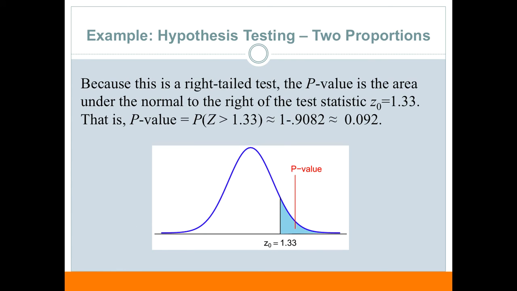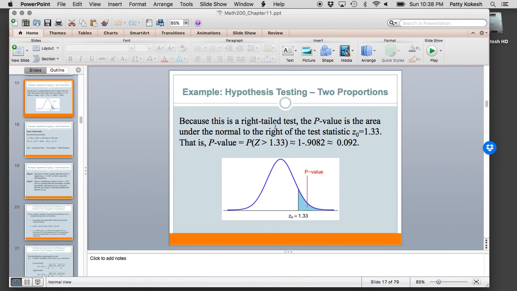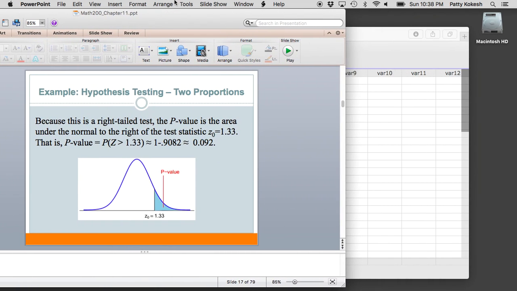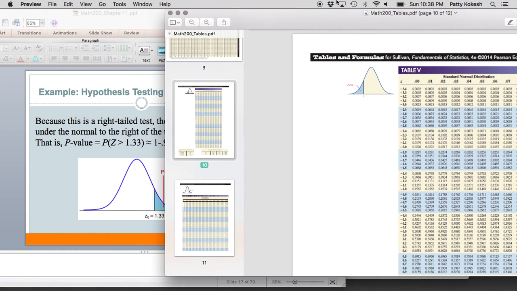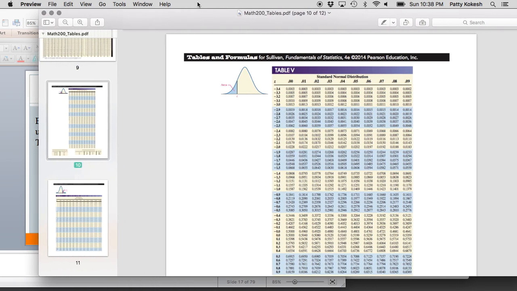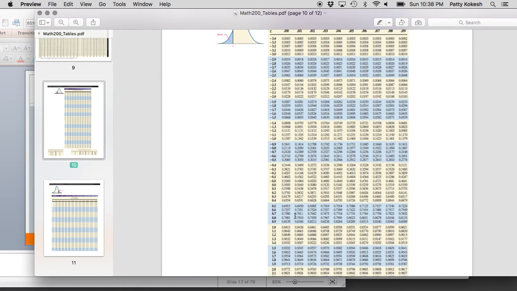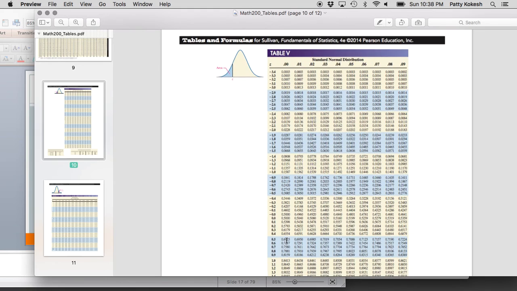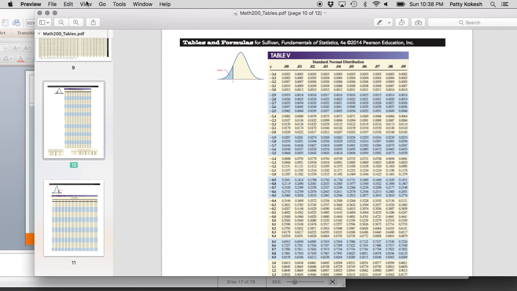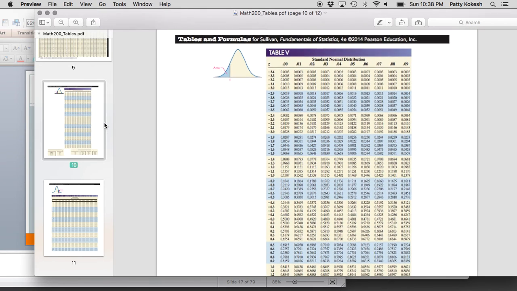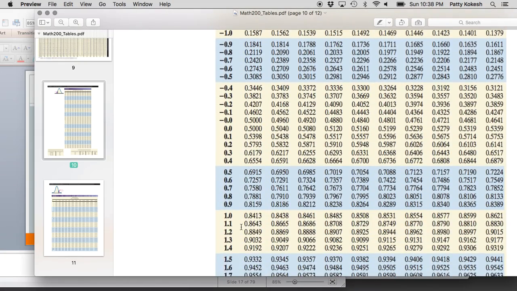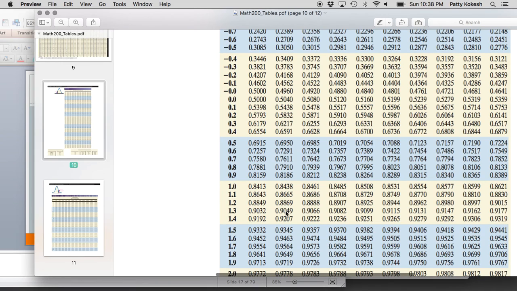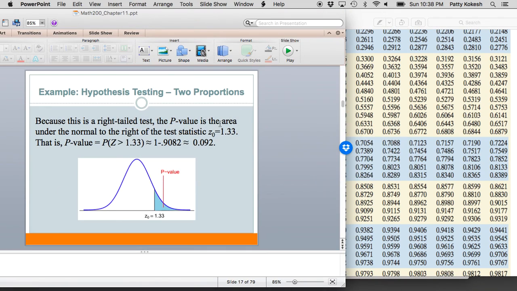Now, this is a right-tailed test, and we have a z-statistic, so I'm going to minimize this a little bit, pop over to my tables, and I want my normal table. I'm going to look up 1.33 on here. So here's 1.3, and let's see, I'm going to zoom a little bit. All right, 1.33. So here's 1.30, 1, 2, 3. 0.9082 should be my value there.